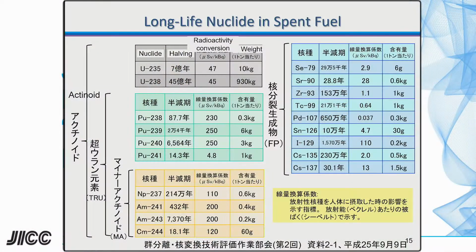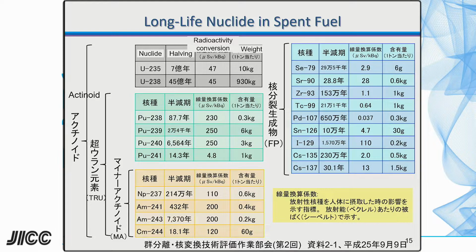I'm sorry, some of them are in Japanese, but this column is the nuclide. This is the halving time, and this is the radioactivity conversion, microsievert per kilobecquerel. And this is the weight, all right? As I mentioned, this is a fission product. You will see the halving time is maybe cesium-135, 2.3 million years, cesium-137, 30 years. And in the Fukushima Daiichi accident, this element was a major cause of the land contamination. The halving time is 30 years. But anyway, the halving time is several hundred years to a million years or so, right?